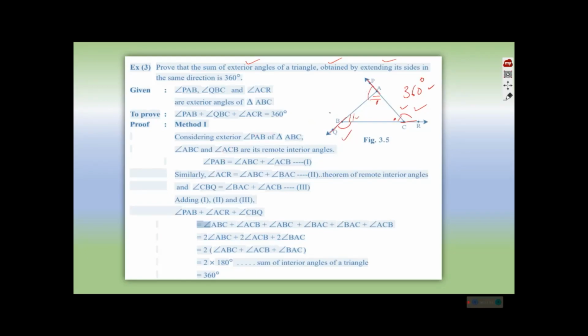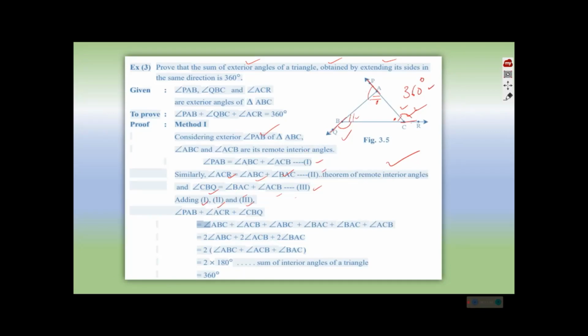All these exterior angles. First one we will take PAB of triangle ABC. PAB is equal to ABC plus ACB. Similarly, ACR, this angle is equal to ABC plus BAC. तीनों exterior angle लेके we will apply the theorem of remote interior angle. तो हमको मिल जाएगा. But we have written three numbers. Now we will add this.